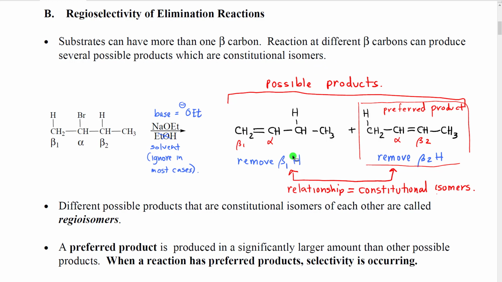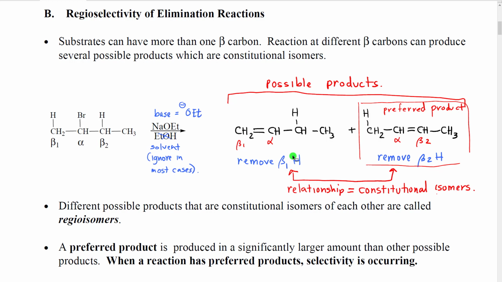Most of the time when there is more than one possible product of constitutional isomers, what we actually get is a mixture of these two products. And this is typically reported as percentages. And so you might have 20% of this, 80% of that, whatever.